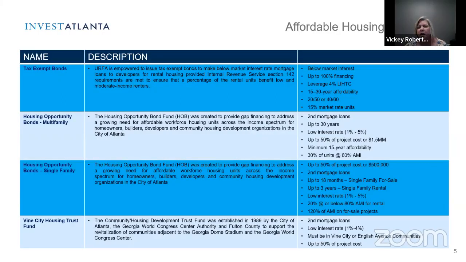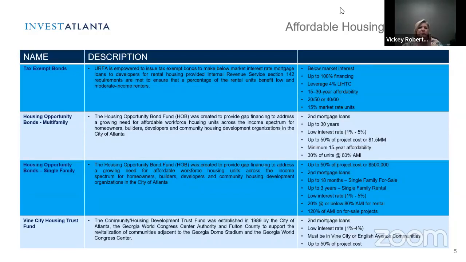is tax exempt bonds. It has been in existence since, I think, 1979, maybe, when it was created. What this does is allow developers to provide affordable housing using 4% low income housing tax credits. And our requirement is that at least 15% of those units are at market rate. And this program requires that you have at least 20% set aside at 50% AMI levels or 40% at 60% AMI levels.